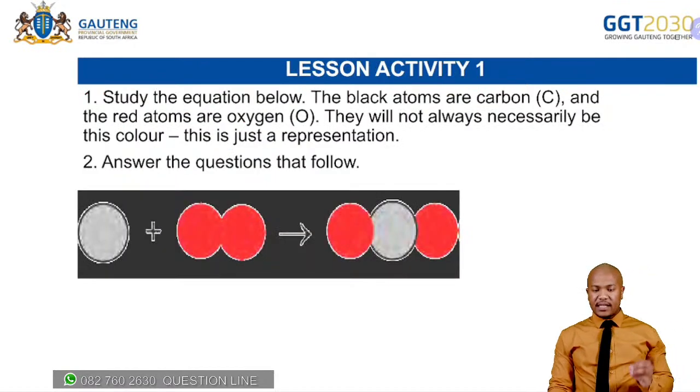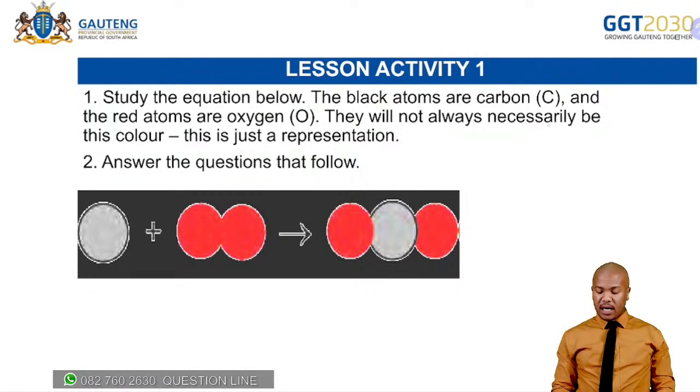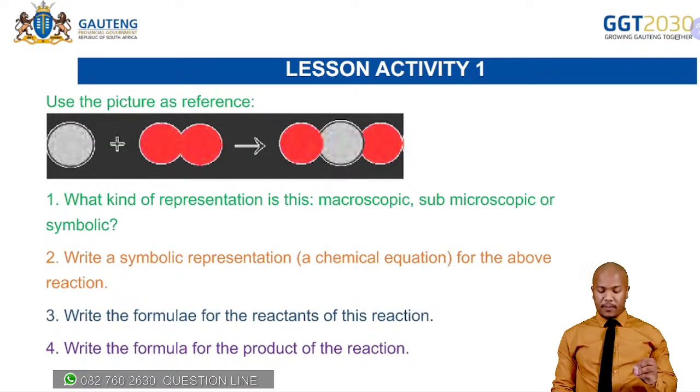Now, lesson activity again. This one requires you to study the equation below and note that the black atoms represent carbon and the red atoms represent oxygen. But note that they will not always necessarily be these colors. This is just for representation's sake. Number 2, answer the questions that follow using this diagram here. So these are the questions. Again, for 2 minutes, let's engage in this activity. I'll see you again in 2 minutes.